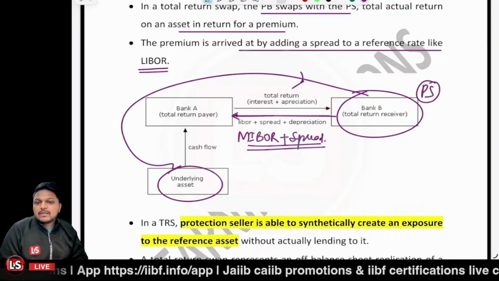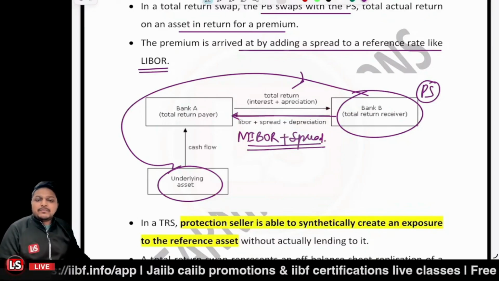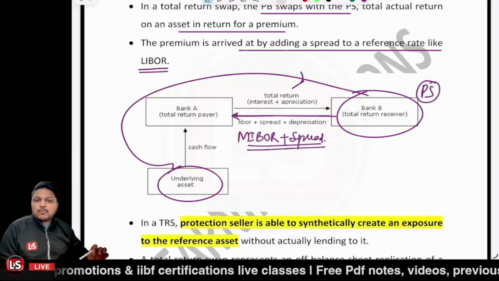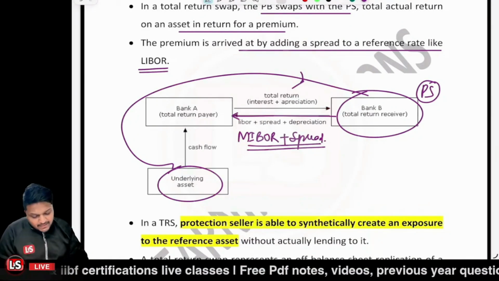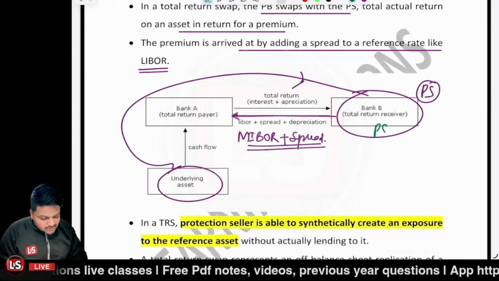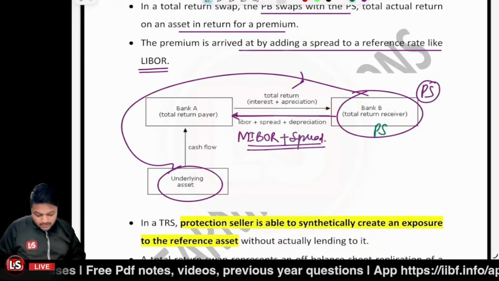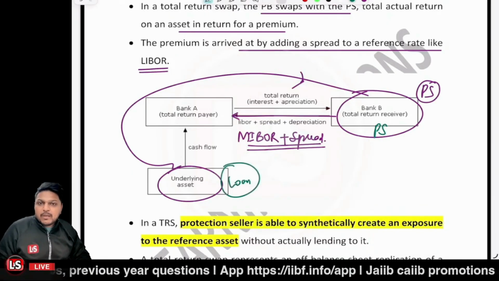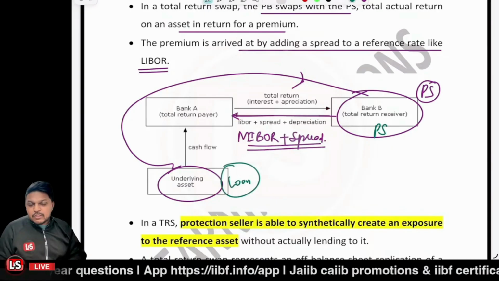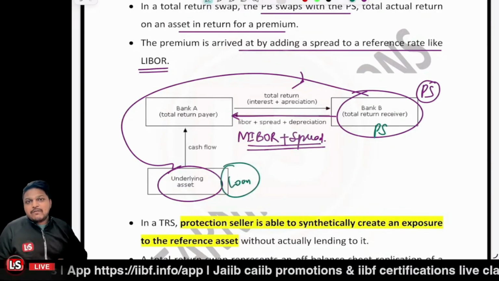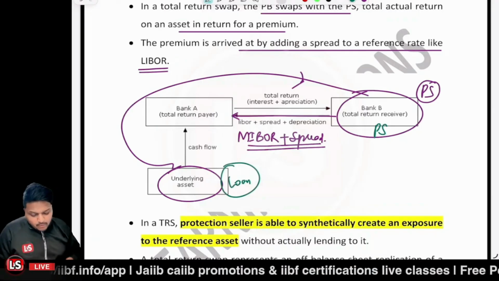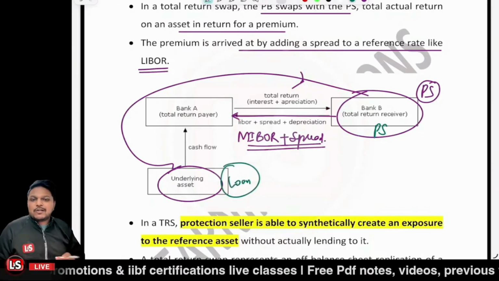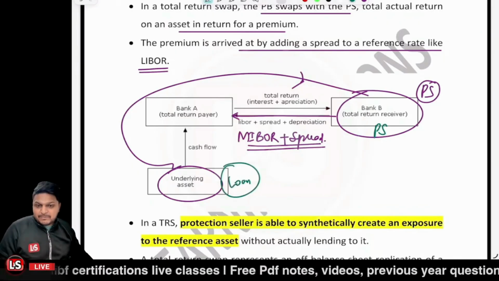Now in this way, synthetically, the protection seller is able to create a total exposure on the reference asset. The protection seller B has not lent money to the loanee over here. So this is a loan, right? The protection seller has not lent the money, but the overall return which was there in the case of the loan is now available with the protection seller, and a fixed amount based upon, let's say, MIBOR plus spread, is to be given by the protection seller to the protection buyer. That is a total return swap, right?